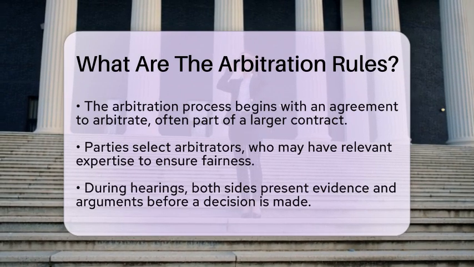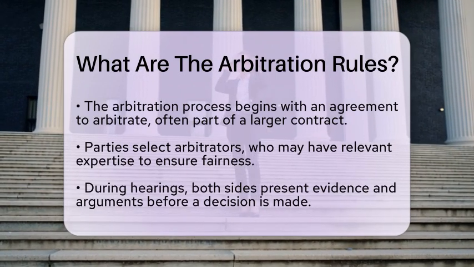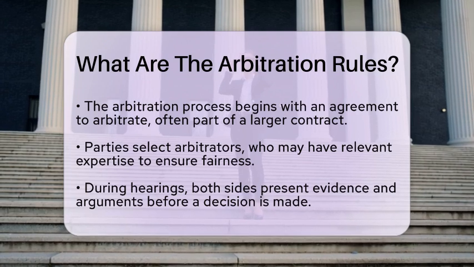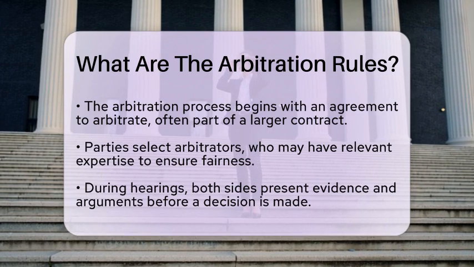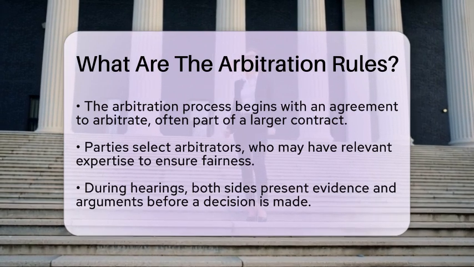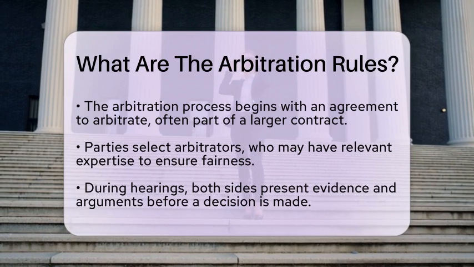There are two main types of arbitration: binding and non-binding. In binding arbitration, the arbitrator's decision is final and legally enforceable. In non-binding arbitration, the decision is more like a suggestion and can be rejected by either party.